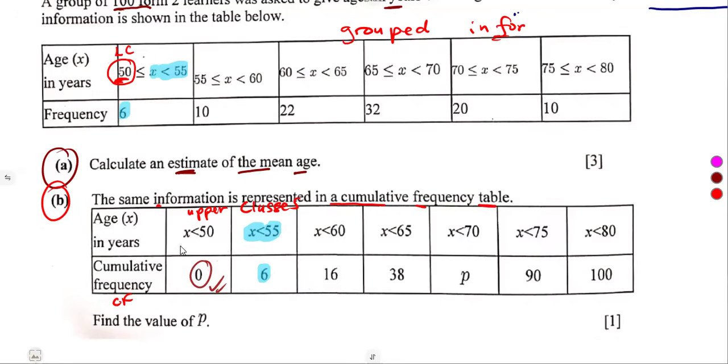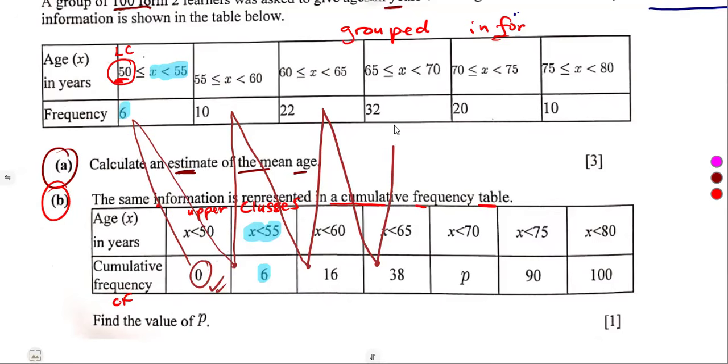You can say this is the 0 plus 6, all right, which is going to give us the 6 that we see here. 6 plus 10 is going to give us 16. Then 16 plus 22 is going to give us what? 38. 38 plus 32 is going to give us what we need here. So we just need the sum of these two. So P is equivalent to what? 38 plus 32, just like that. That gives us the value of P, which is 70.